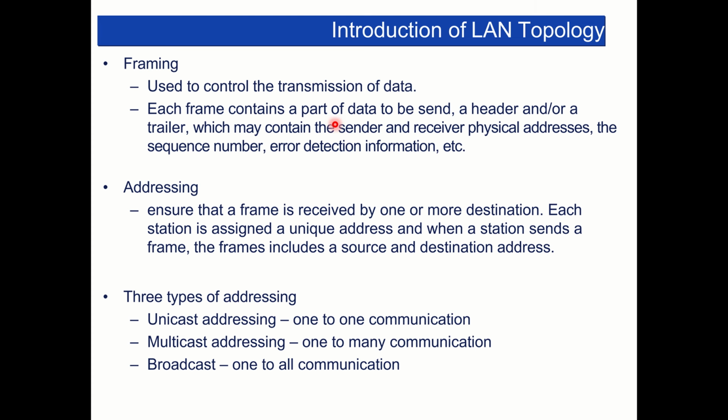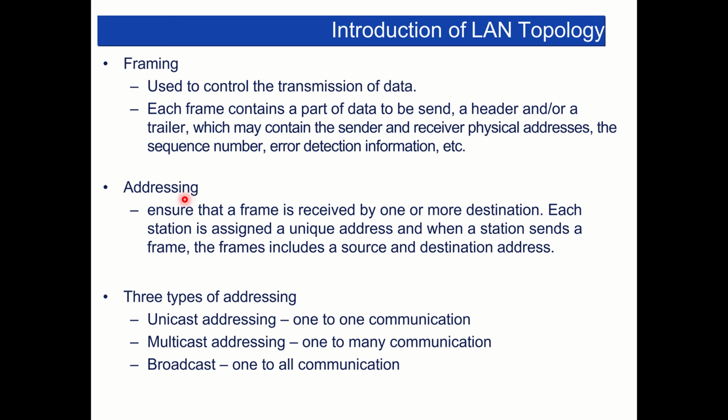So each frame contains a part of data to be sent. So we have header and trailer. This is kind of like a recap, where header and trailer contain the sender's physical address or the MAC address, the sequence number, error, and also the trailer contains the sequence number and error detection information.